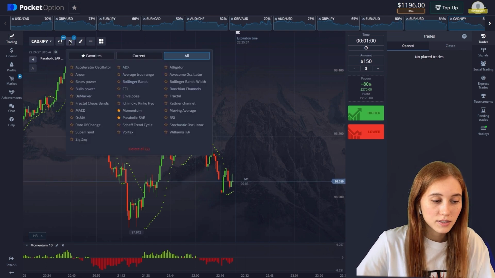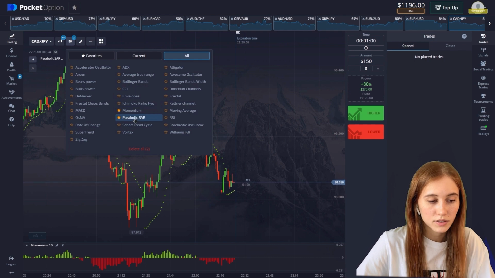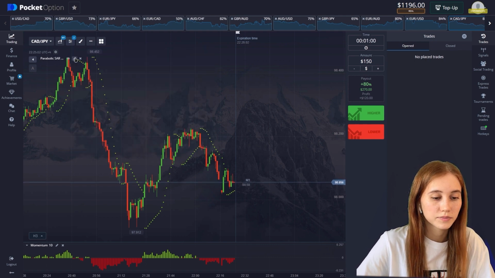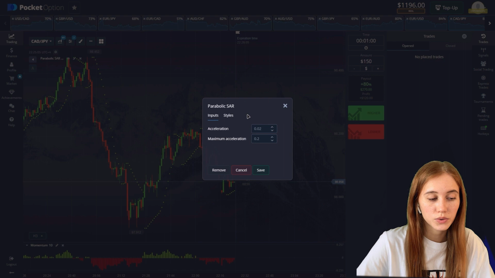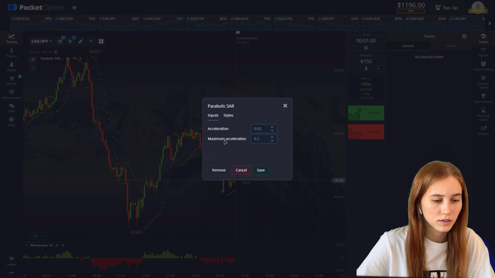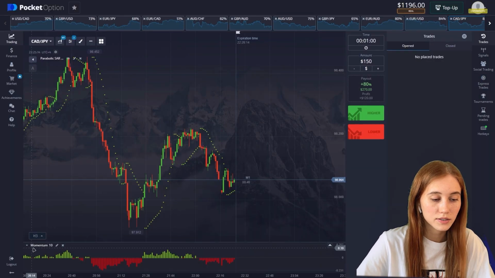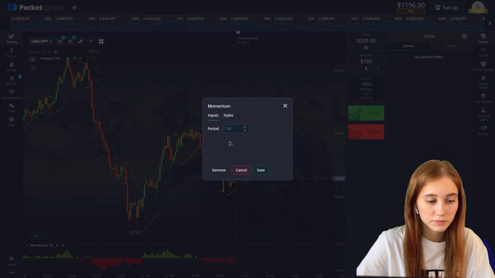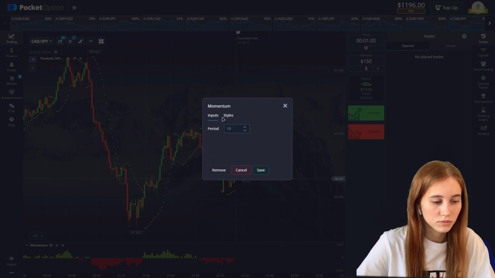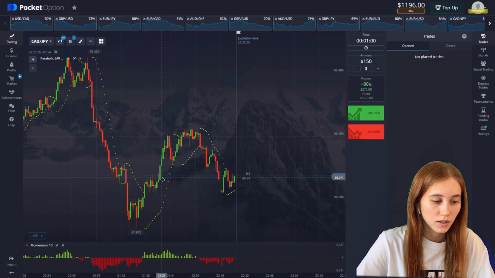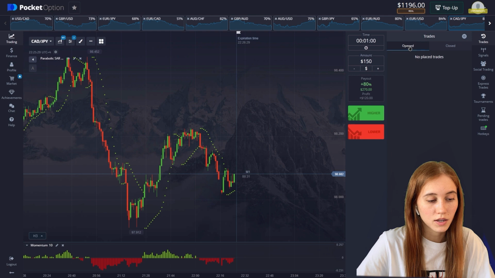Here are my settings. This is a minute time frame and candles. Also about the indicators: we traded using 2 indicators, momentum and parabolic. Here are the settings. You can copy them. And also the second one has the usual default settings, but you can copy it.